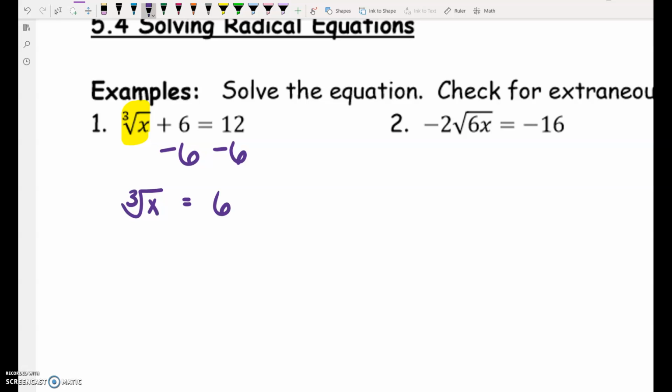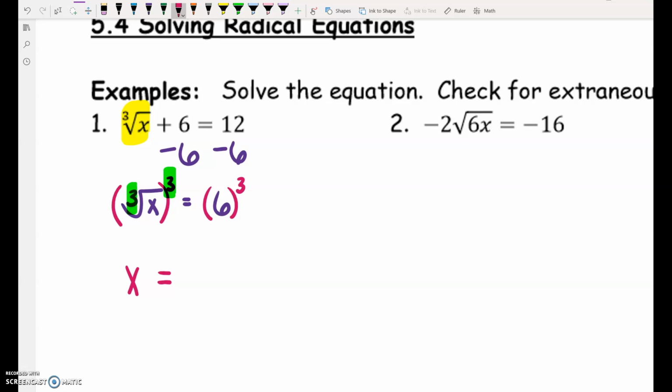Anyone want to take a guess how we undo a third root? We're going to raise it to the third. You want your index and your exponent to be the same because they will then undo each other. And if you raise the left side to the third, you have to also raise the right side to the third. So on the left, we now just have x, and on the right side, we have 6 to the third. If it's a nice number like 6 to the third, we can use our perfects chart for that.